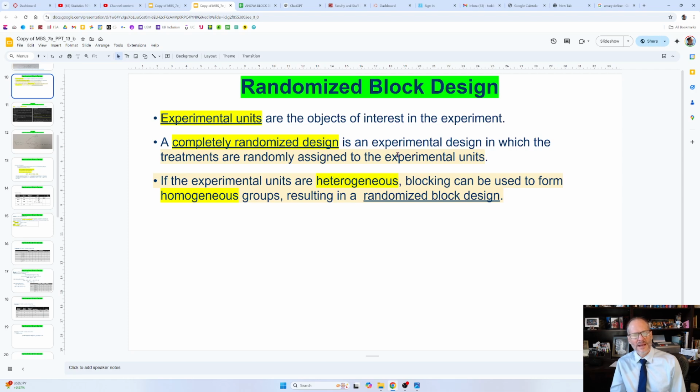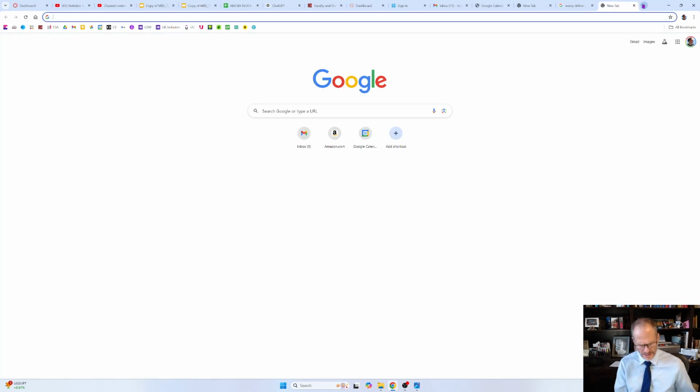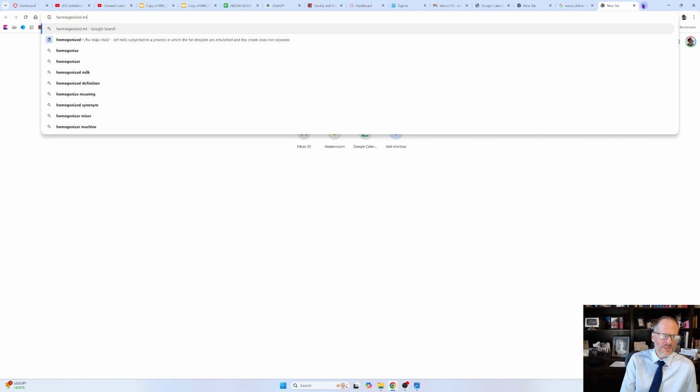Completely randomized design is an experimental design in which the treatments are randomly assigned to the experimental units. If the experimental units are heterogeneous, blocking can be used to form homogeneous groups, resulting in a randomized block design. Okay, so heterogeneous and homogeneous. I always think of homogenized milk. Let's go look at it.